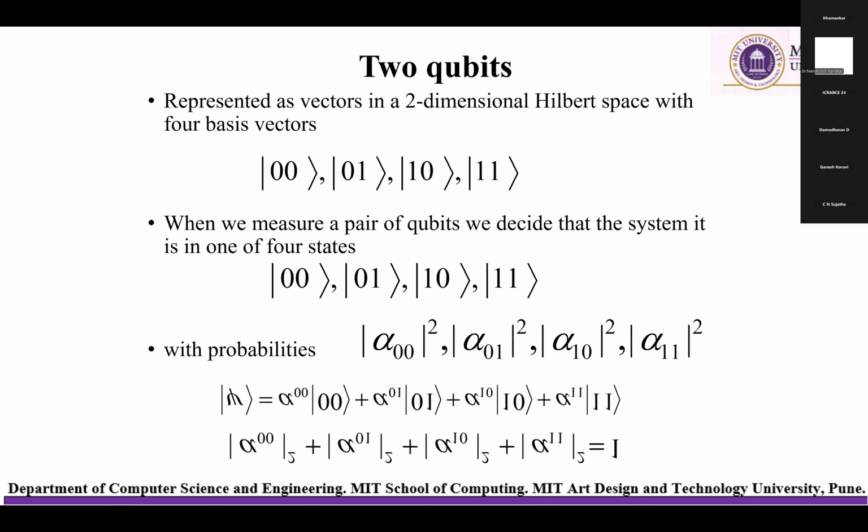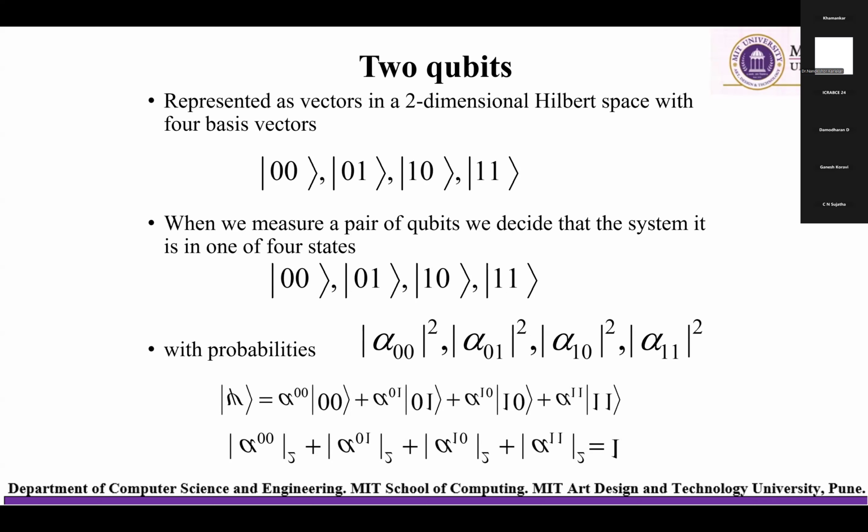Two qubits are represented as vectors in a four-dimensional Hilbert space, where the states are written as so, corresponding to 2-bit states. These states form the basis vectors for the 2-qubit system. When measuring a pair of qubits, the system collapses into one of these four basis states with probabilities determined by the squared magnitudes of the corresponding coefficients.